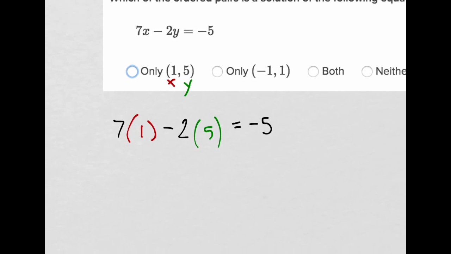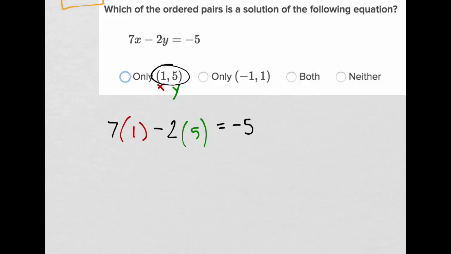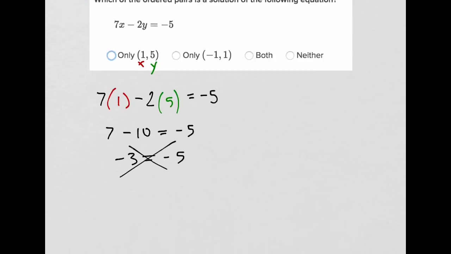If I get a true statement, then 1 comma 5 is a solution. That's what it's saying. So 7 times 1 is 7, minus 2 times 5, well, that's 10. 7 minus 10 is negative 3. Does that equal negative 5? No. So that does not work.